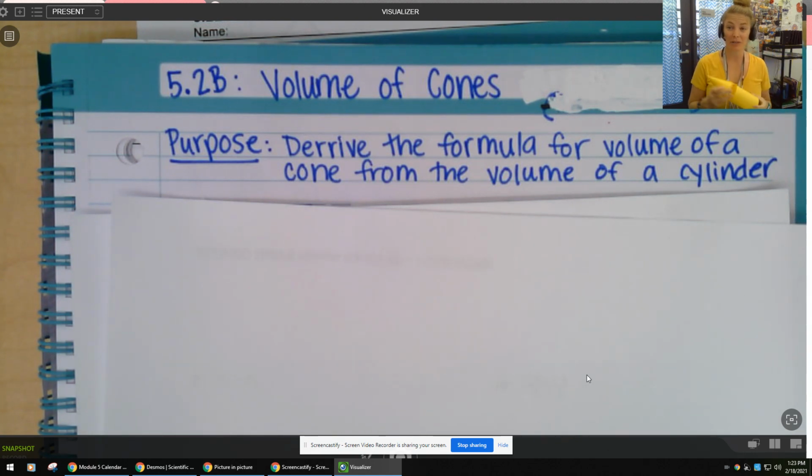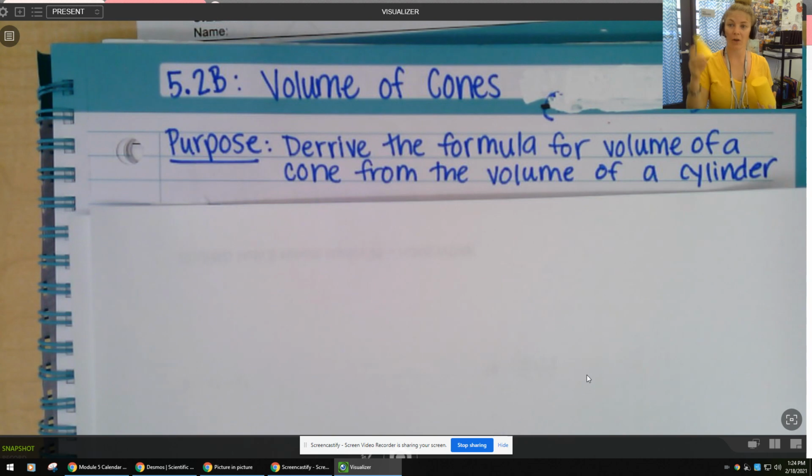And today, specifically, we're going to talk about the volume of a cone. And I'm not calling you a cone head. So we're going to derive the formula of volume of a cone from the volume of a cylinder. And specifically, we're going to look at cylinders that have the same base, like congruent bases, and they have the same height. So if you can see, these have the same height and they have the same base.